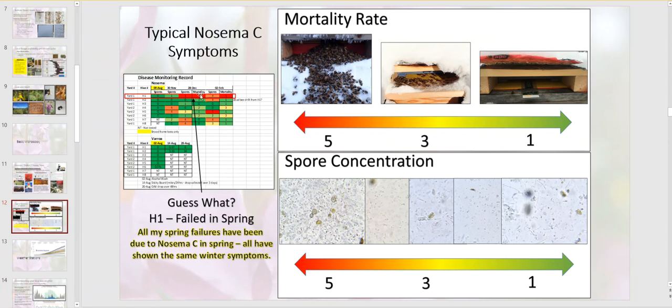My disease monitoring tracking sheet. So I do Nosema, Varroa. Occasionally I'll add comments around chalk brood if I see that.